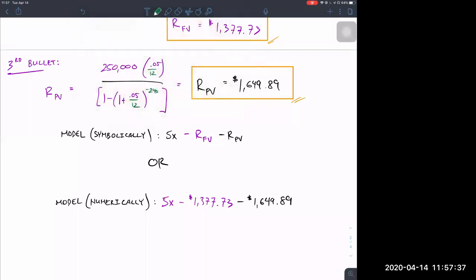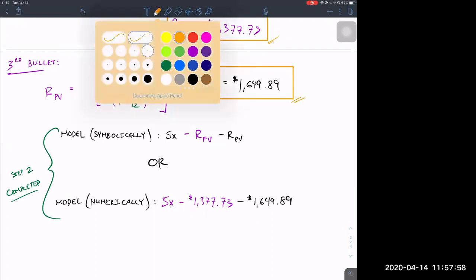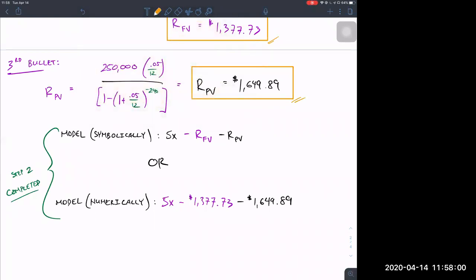And this is step 2 right here. These two pieces, this is step 2 completed. And notice how the models themselves do not have a single answer. They're expressions, they're not equations. The reason they're not equations is there is no equal sign present.